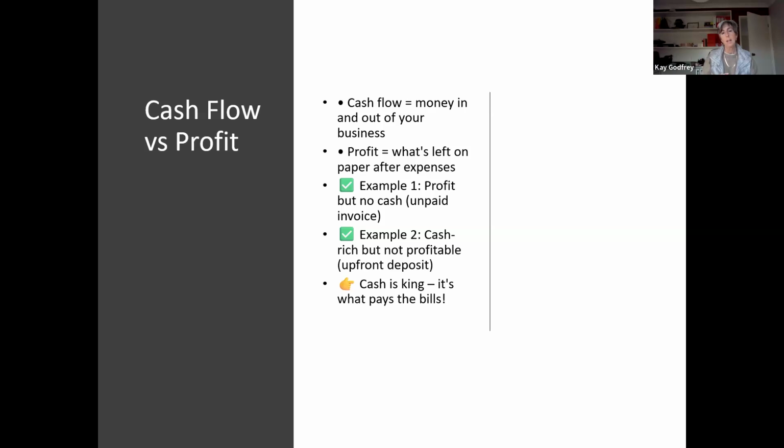yet. An example of cash rich but no profit, then an upfront deposit is a good example of that. You haven't invoiced for the services yet, but someone has paid you in advance. So that is where you have cash but no profit. So cash is king. It's what pays the bills.